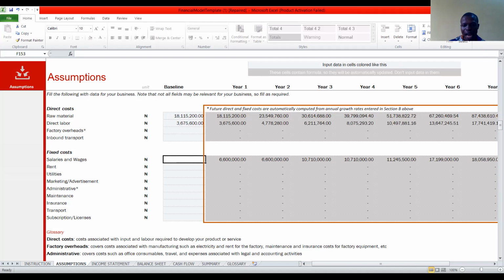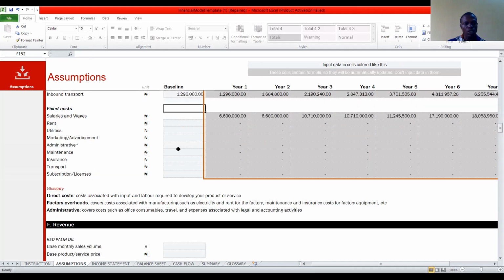So what else do we have? Yeah, we have inbound transport, 108,000 per month. So 108,000 times 12 gives us 1,296,000. I need to be fast. We don't have expenses forecasted here. So 1,296,000, and we are done with our direct cost.